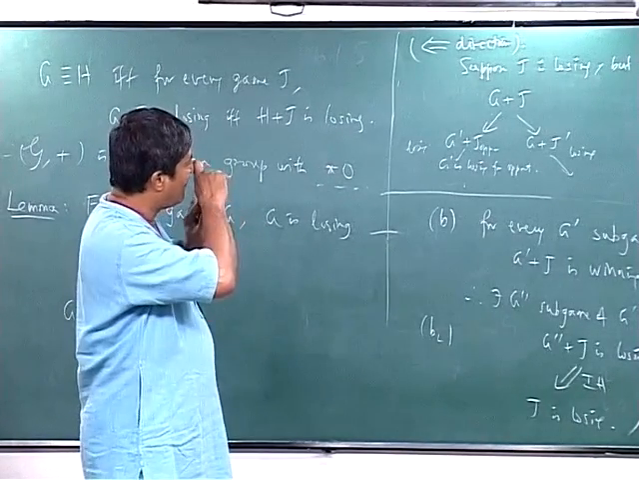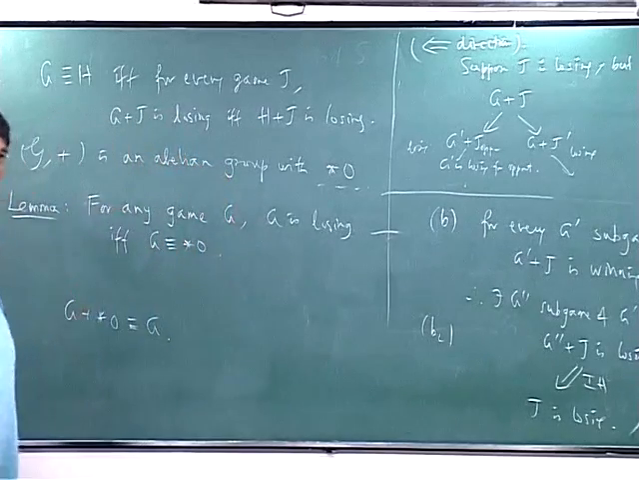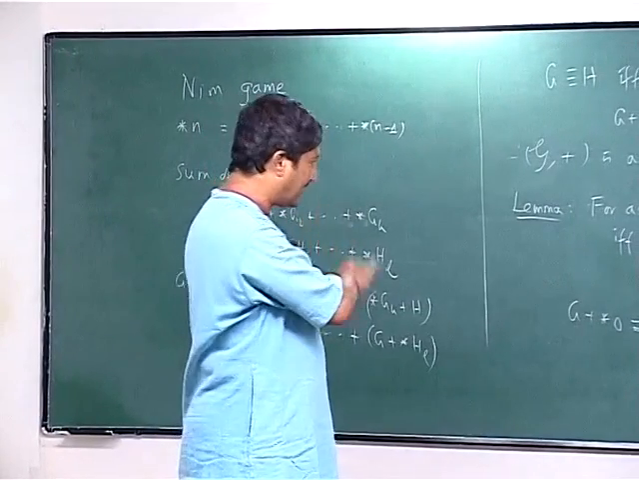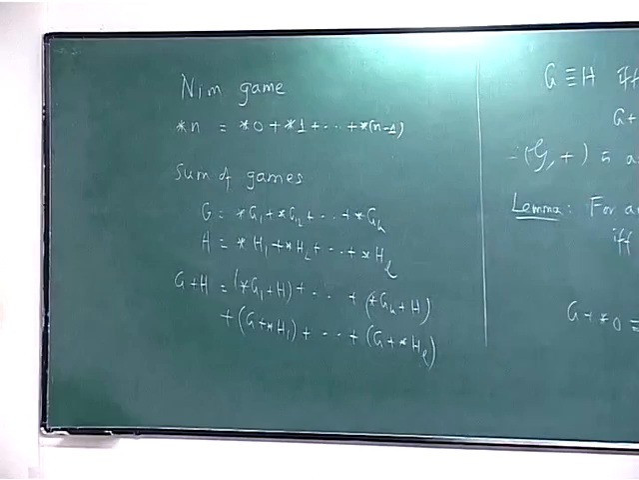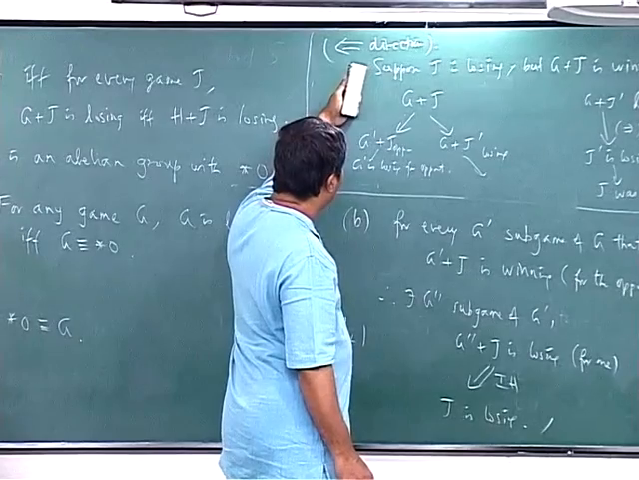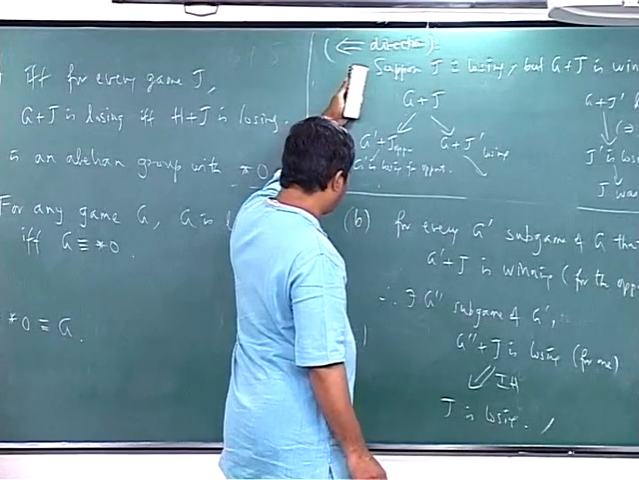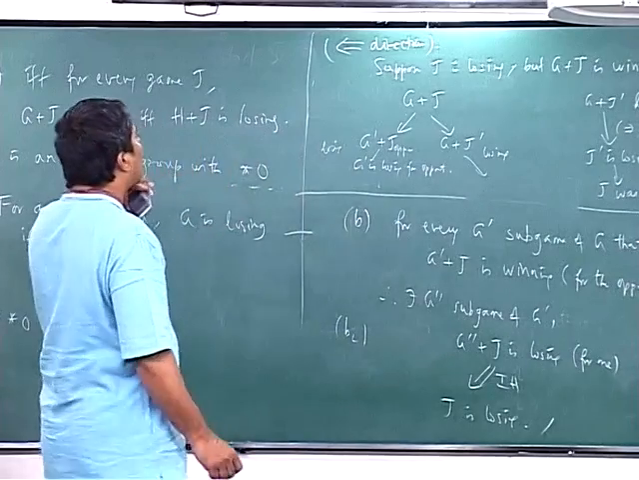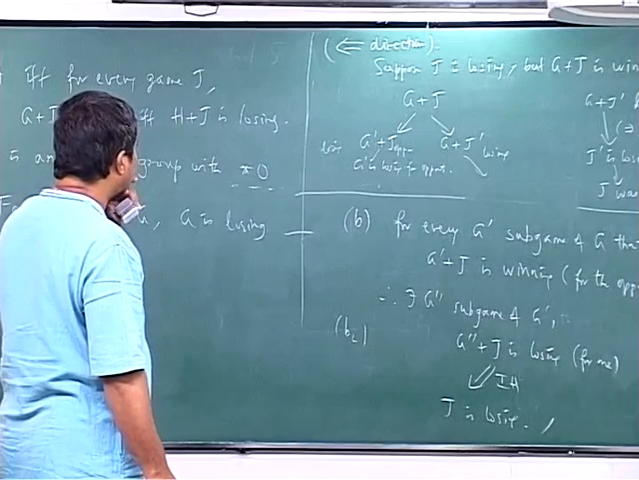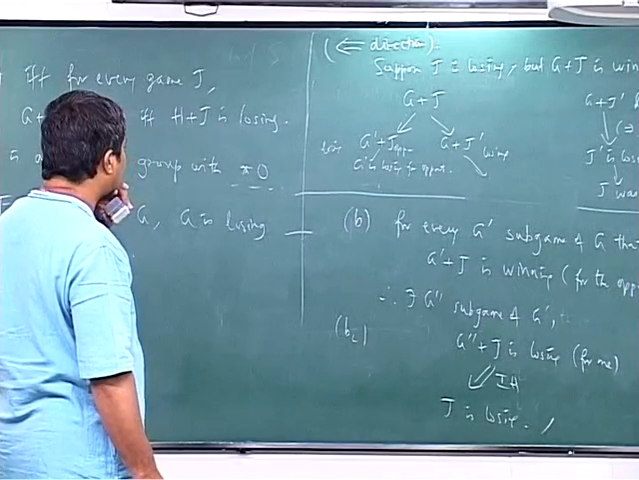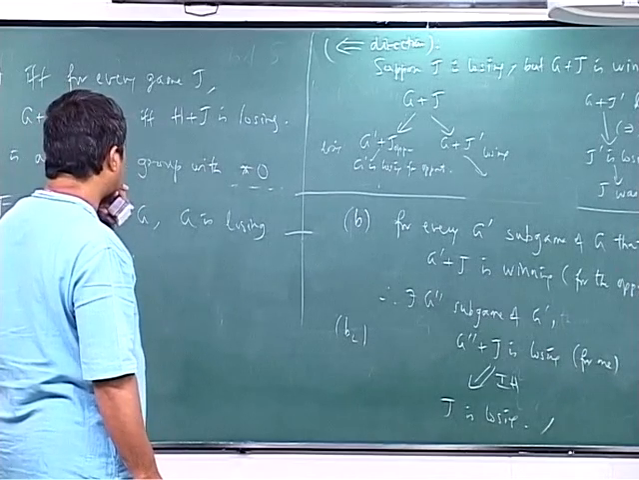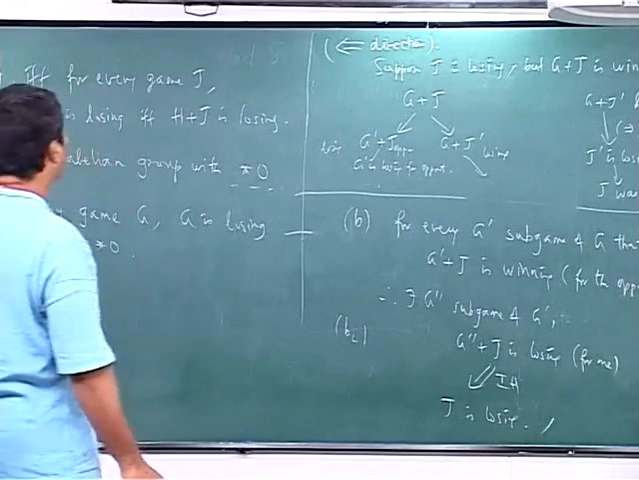One second. I have to get a contradiction here. G plus J. So I make a move to a subgame of mine, which is G prime. Now this I know is losing. So that means G prime is losing and J is losing. Now, how is that possible? For every J.